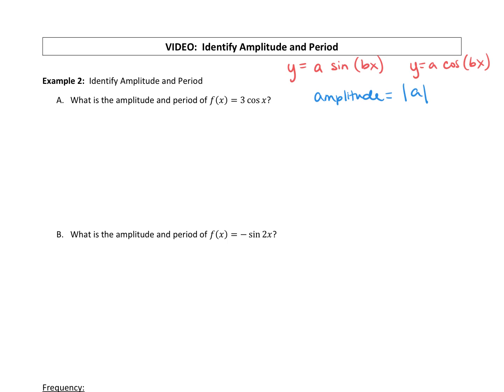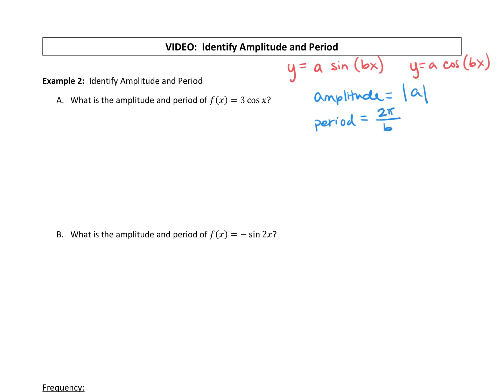The period uses the b value. So if you are multiplying any numbers by your x, that's going to be your b. And so we find the period by doing 2 pi divided by b.